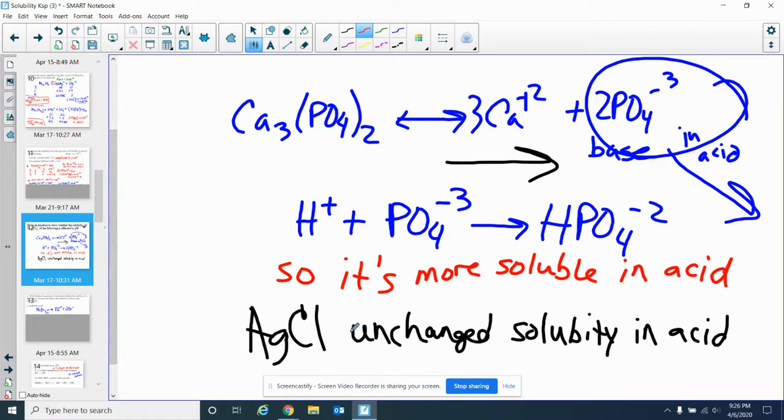Whereas something like silver chloride, Ag is a metal ion that is small, but it's not very positively charged, so it's neutral. And Cl is the conjugate base of a strong acid, so it's neutral. So both of these would be unchanged in solubility in acid. Neither one of them reacts with acid. So AgCl is not going to be more soluble in acid than it is in water.